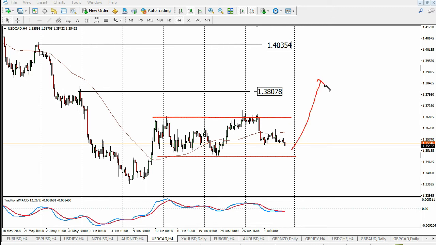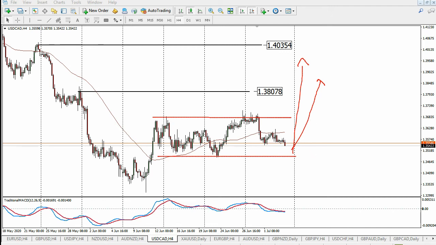Why am I looking for a long trade on the USDCAD? Because many scientists are expecting the second wave of the coronavirus will hit very soon, and if we see another lockdown in many countries, then the price of oil might fall. If the price of oil falls, then we might see some upward moves again in the USDCAD.